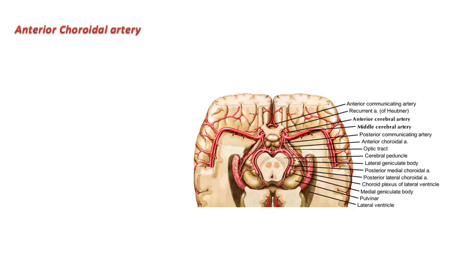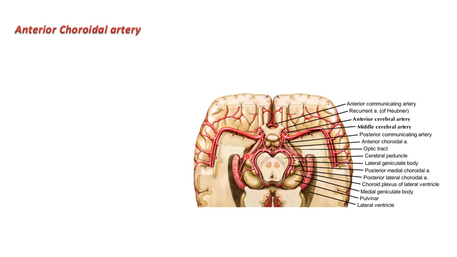So direct branches, what we have seen is the superior hypophyseal artery, ophthalmic artery. Then we have seen about the posterior communicating artery. Now we are going to discuss the anterior choroidal artery. You are able to see the anterior choroidal artery in close proximity with the posterior cerebral artery. So it is in close proximity with the posterior communicating artery.